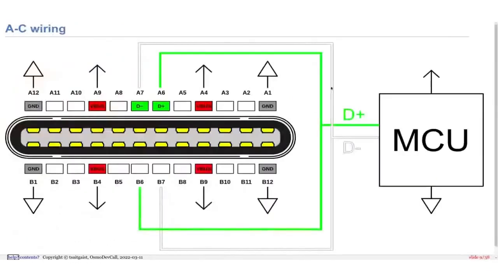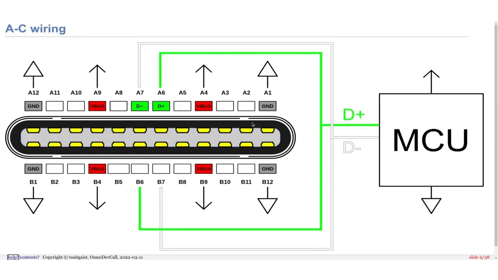And what it means is that if you want to connect your hardware over USB, what you simply do is connect both sides of the connector to the microcontroller, and that's basically it. So you just connect A6 and B6, which are D plus, to the side, and A7 and B7, which is D minus, the data minus. And no matter which way the connector is flipped, you will always have USB.